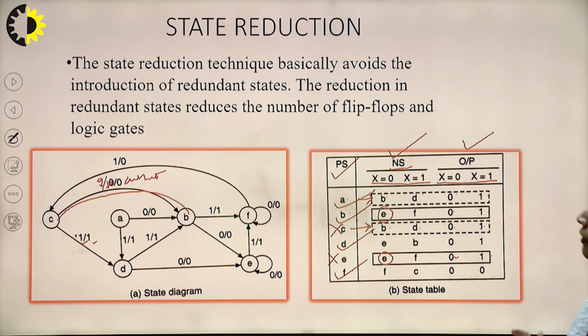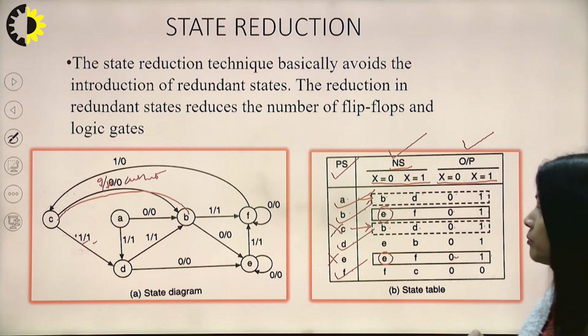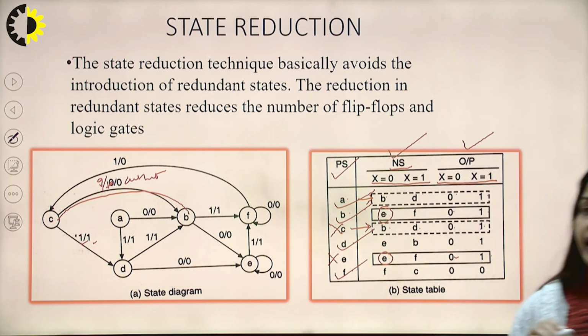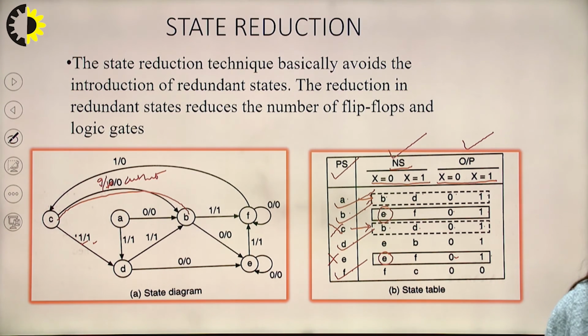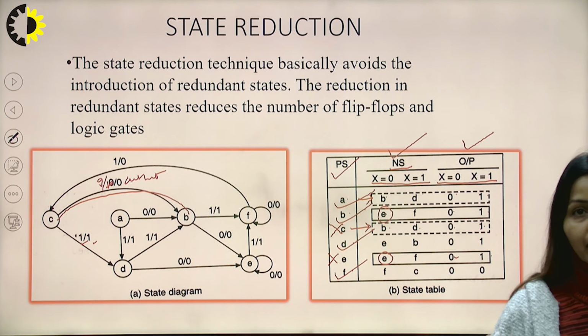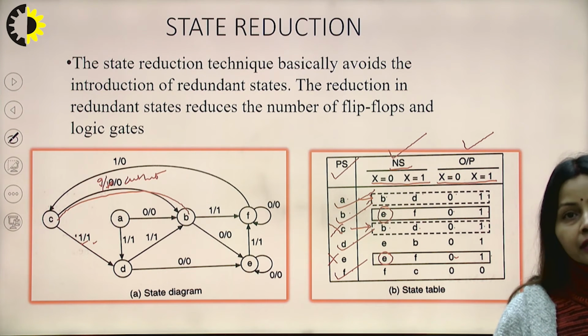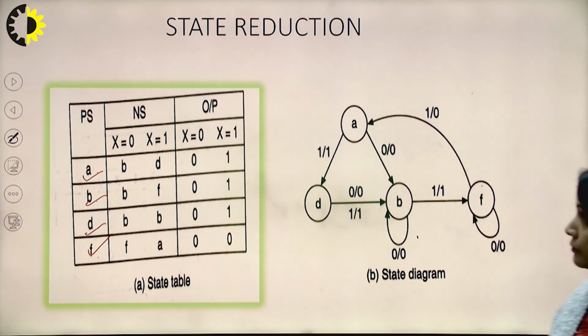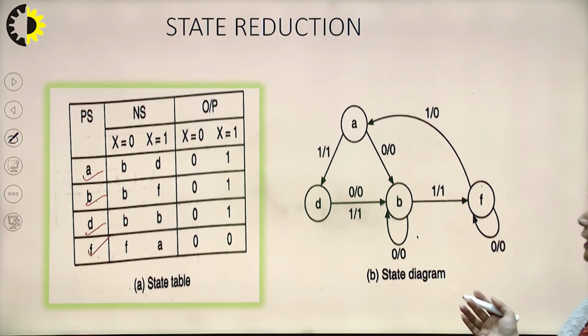So here we have removed this state E from the state diagram, and hence we can reduce the number of flip-flops. Whenever the number of flip-flops is chosen, it is according to the number of states, right? So the state table and the state diagram.